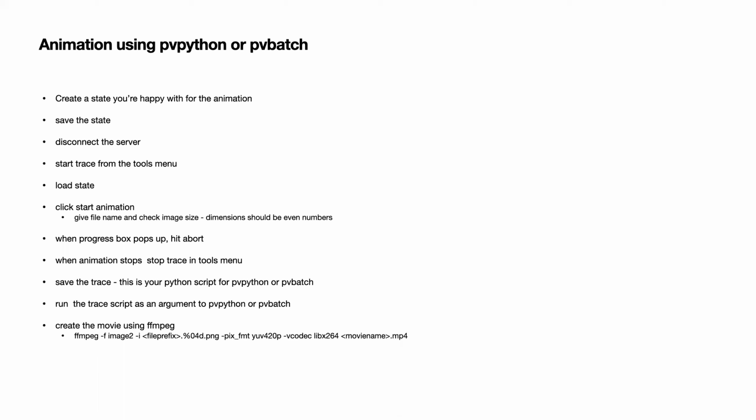You load the state back in, and then you click the start animation button, which you then set up with the names and image size and so forth. As soon as the progress box pops up, which we saw previously, you hit abort, which stops everything. It usually takes a little while for this to stop if it's complicated because it has to finish a step. And you stop the trace in the tools menu, you save the trace.